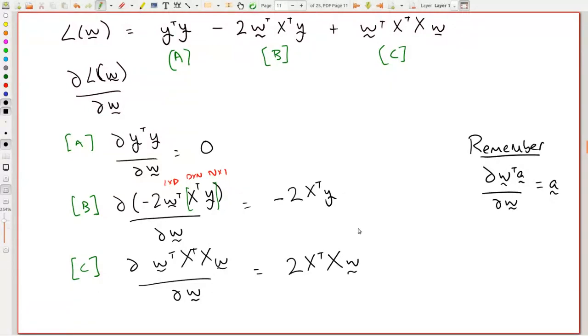Great, okay, so let us plug all these pieces in together. Again, like I said, we've already taken the derivative of each of these terms.